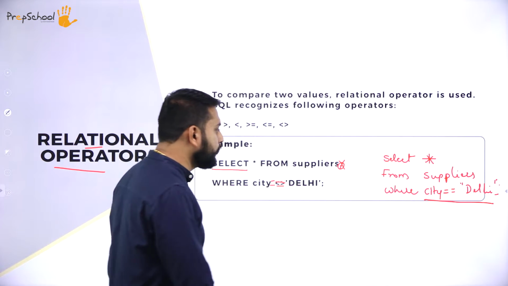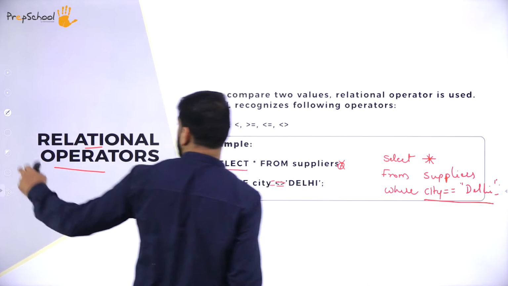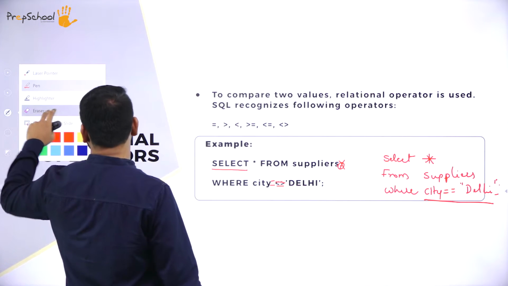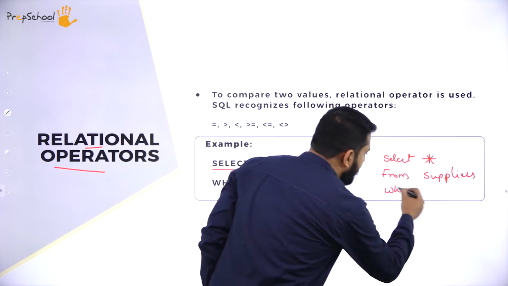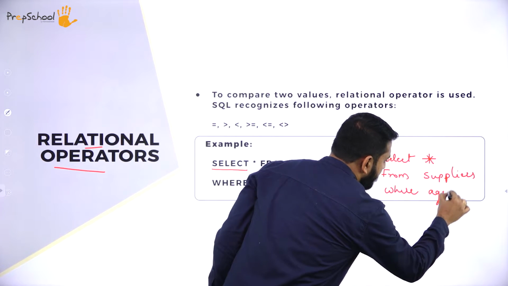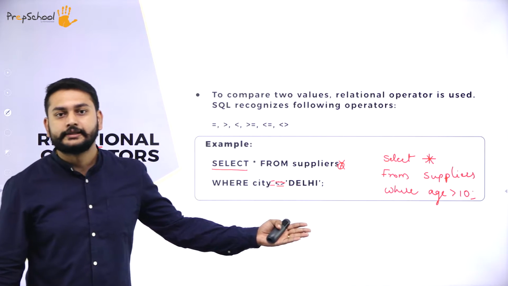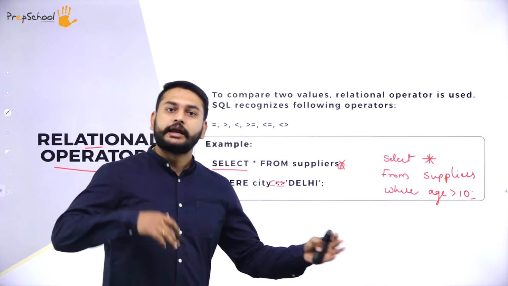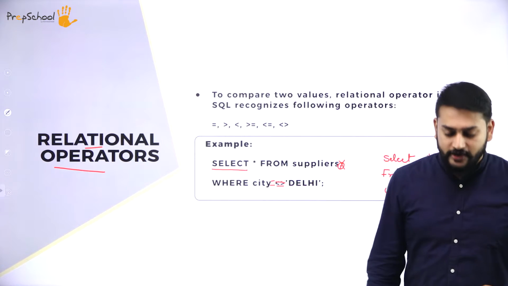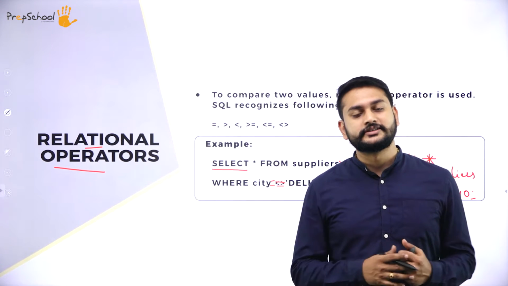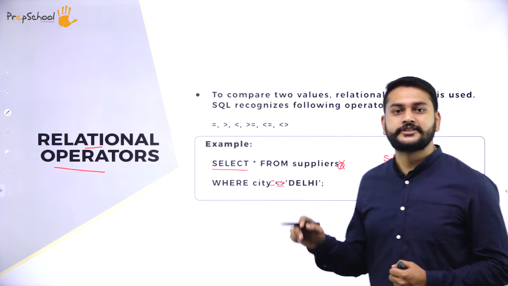I can also try one more thing. Let's imagine I have something other than city. Let me just show you one more example with this. Imagine I have age is greater than 10. I can also try something like this: less than 10, greater than or equal to 10. All of you are aware of the relational operators, so I can implement all these things in my where clause.